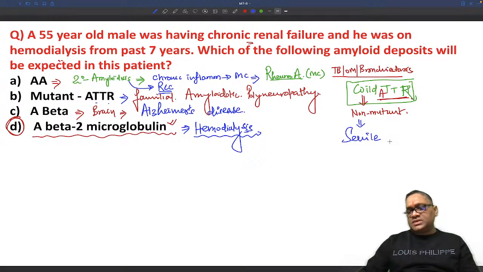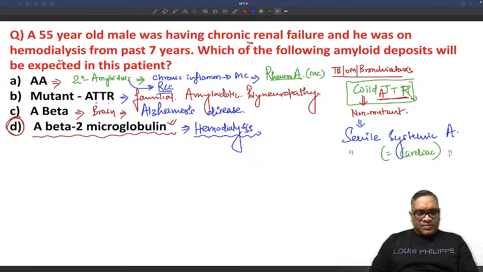That will be seen in senile systemic amyloidosis. Senile systemic amyloidosis is also known as senile cardiac amyloidosis, right? So this point I hope you will remember. These are the important things you have to remember.